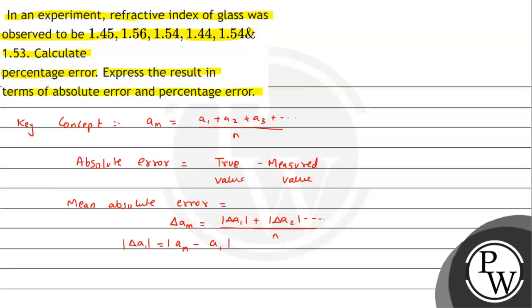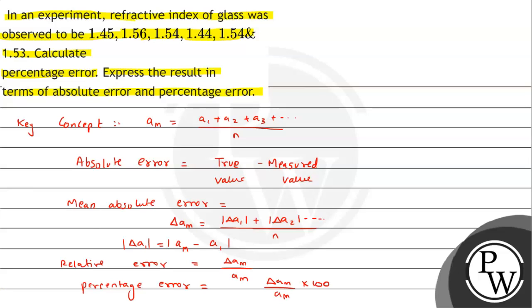ऑल्सो फर्दर नाउ वी कैन हैव द वैल्यू ऑफ रिलेटिव एरर. Relative error will be nothing but it is the ratio of mean absolute error to the mean. ठीक है. And finally if we wish to find the percentage error, we just need to multiply it with 100. So this is how we approach the percentage error. ठीक है. So from here we can start with the question.